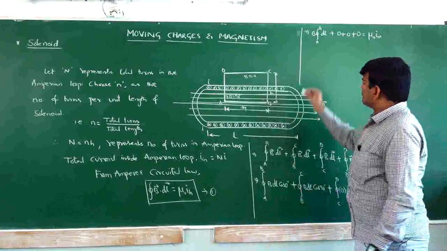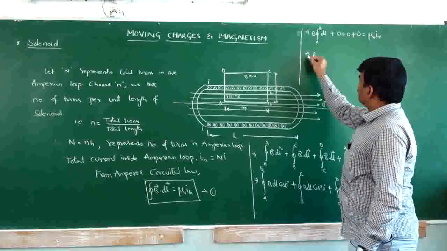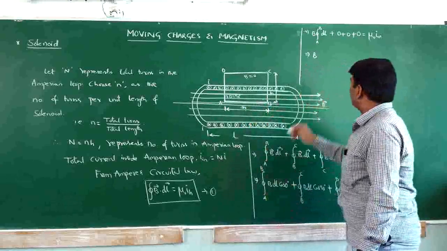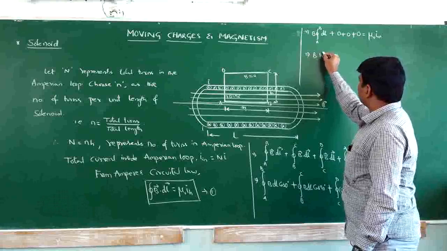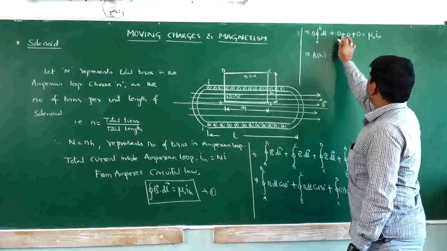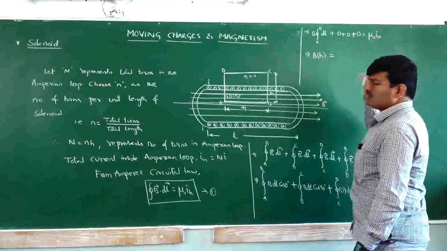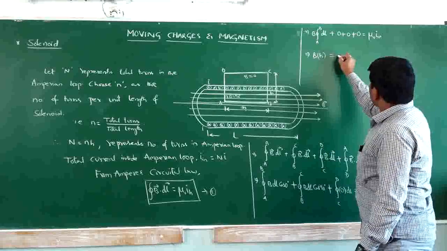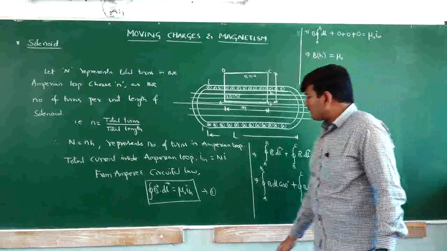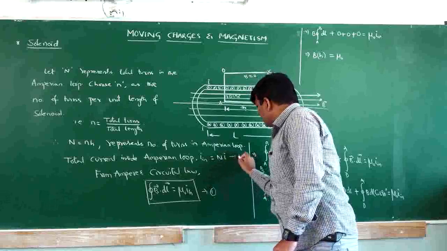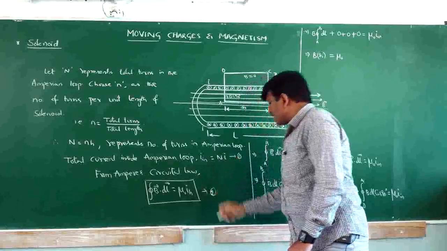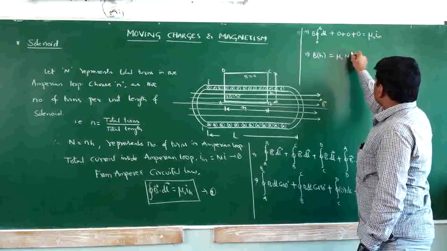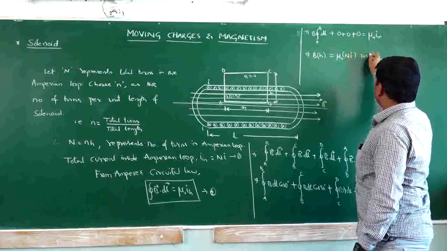Is it clear? So from this, B into what is the length of AB? The length of AB is nothing but h that I have chosen. Therefore, I can take it as h, plus this is 0, 0, 0. Therefore, B into h is equal to mu naught into I inside. Already we calculated the value of I inside. What is the I inside value? This you take as 1 and this you take as 2. I inside is n into I. This implies n into I using equation number 1.